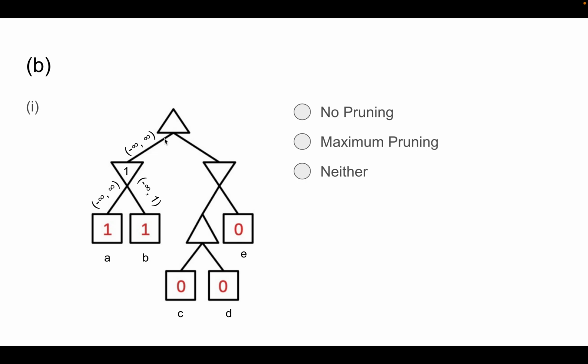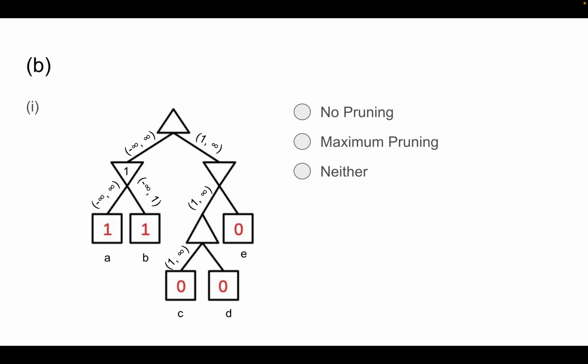We can now update the value of alpha because our parent here is a max node. So that max node will only take on values between 1 and infinity. That's what we're going to pass down to this max node's next terminal child, which is all the way down here, this node C. We receive the alpha beta values of 1, infinity.